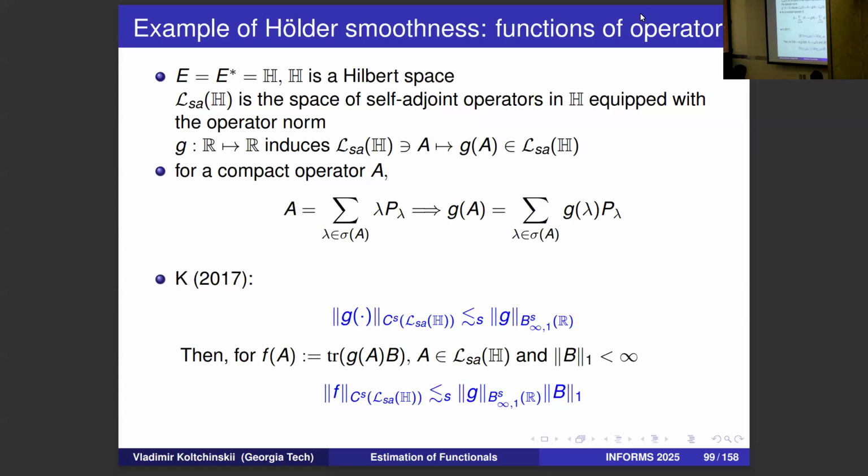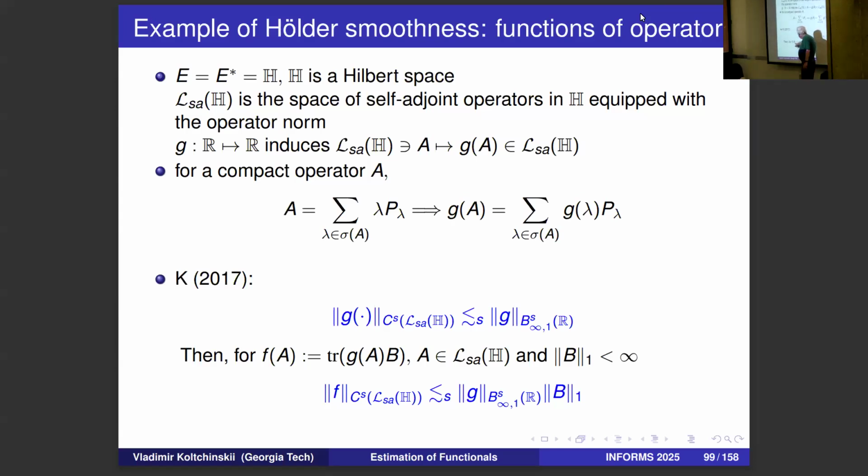B with infinity, one. I'm not going to give you the definition of Besov space, but this is a slightly stronger notion of smoothness than Hölder smoothness would be for a real valued function. So you need to ask a bit more smoothness of the function of real variable in order to create a Hölder smooth function of an operator. So this is one example with which we will live.